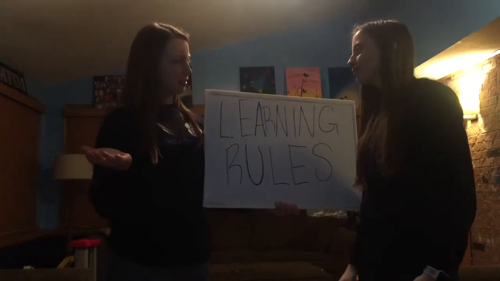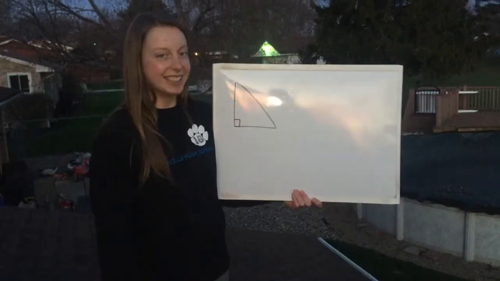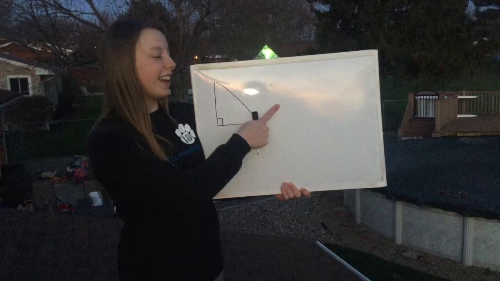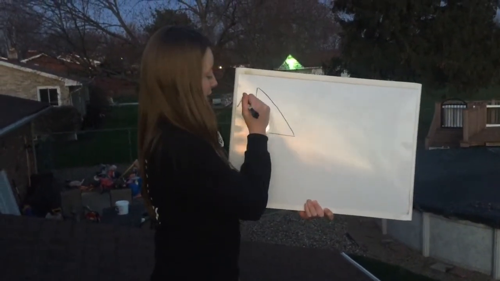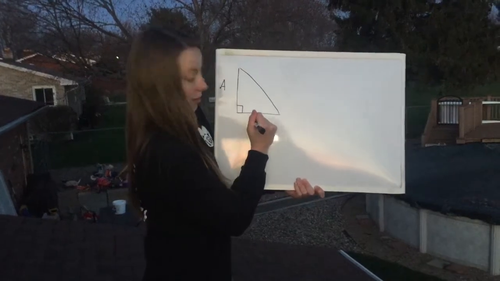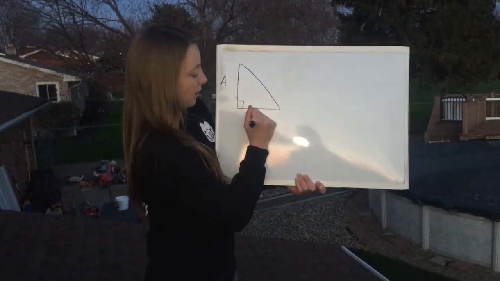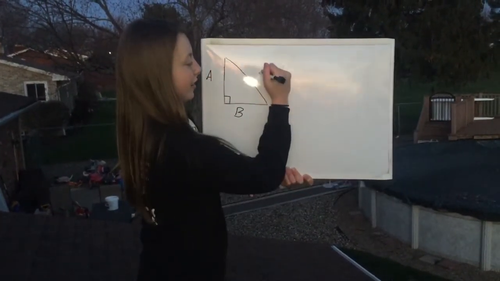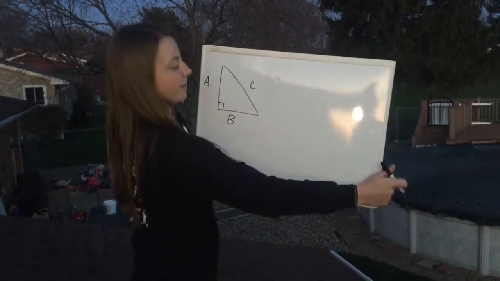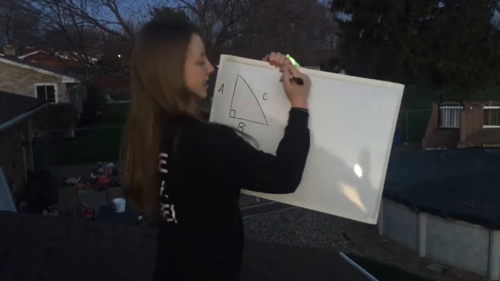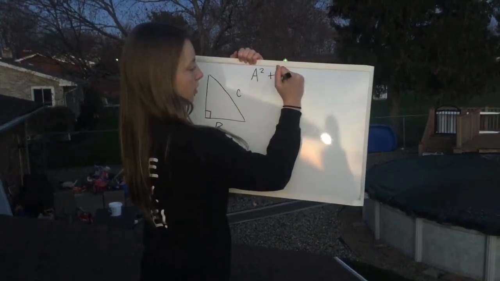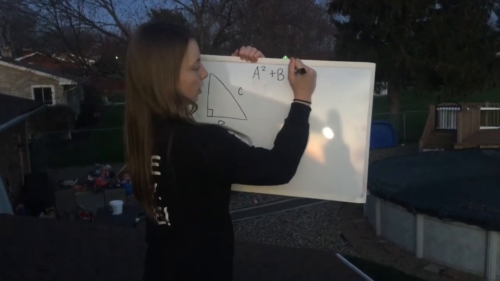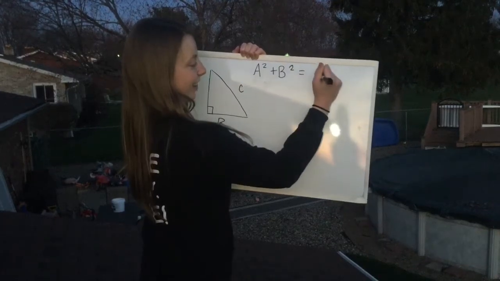Who did that? Ellie. Alright, let's start off with visual learners. So right now we have a right triangle and we're going to label it with sides A, B, and C. C is going to be our hypotenuse. So we're going to use the Pythagorean theorem, which is a squared plus b squared equals c squared.